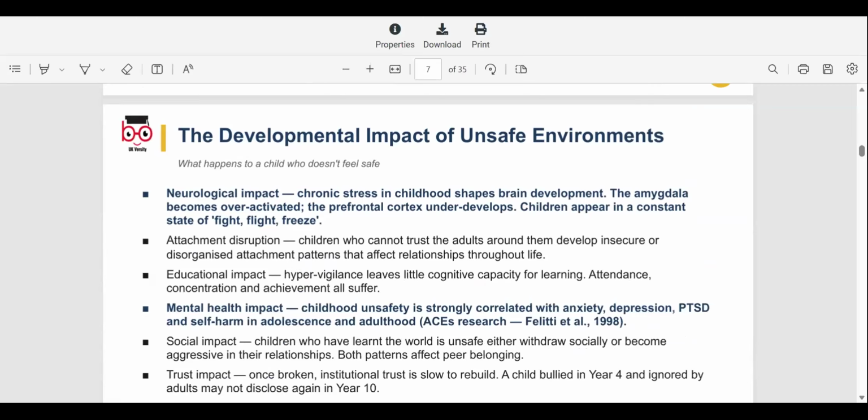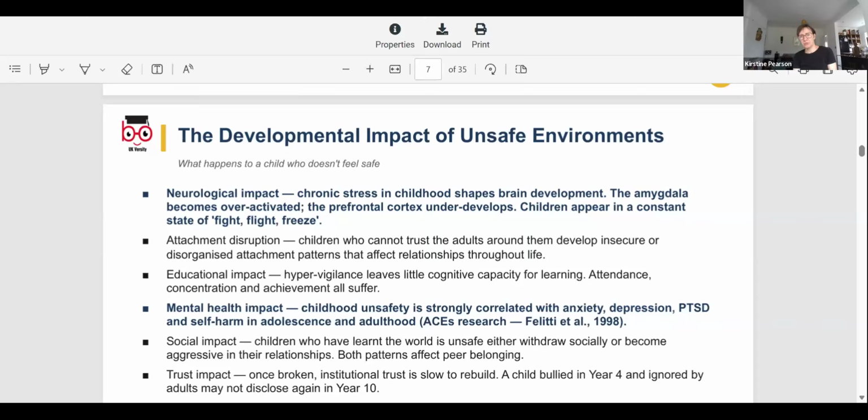The developmental impact of unsafe environments. What do you think a developmental impact could be for a child if the environment is not safe? Well, they don't feel safe. If they're constantly feeling stressed, they're going to really struggle to learn anything useful. Yeah. Do you think that happens a lot in schools? I should think so.